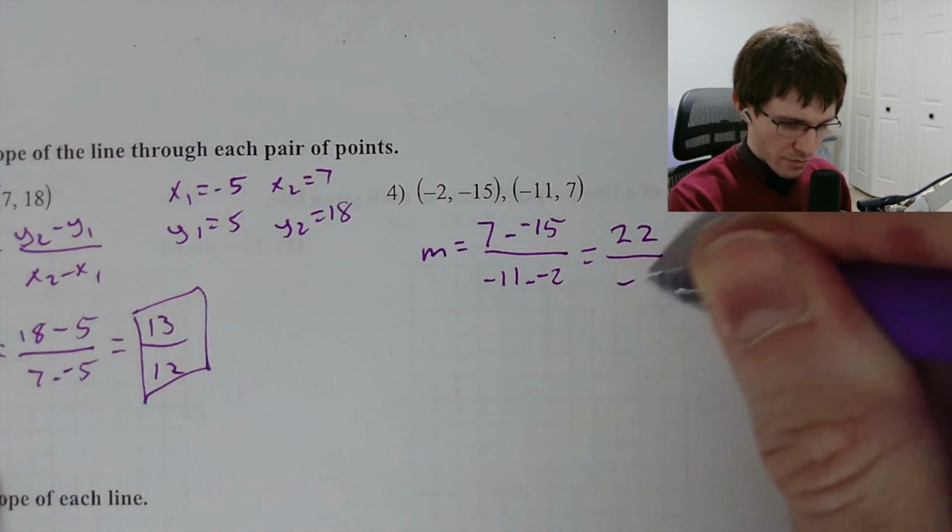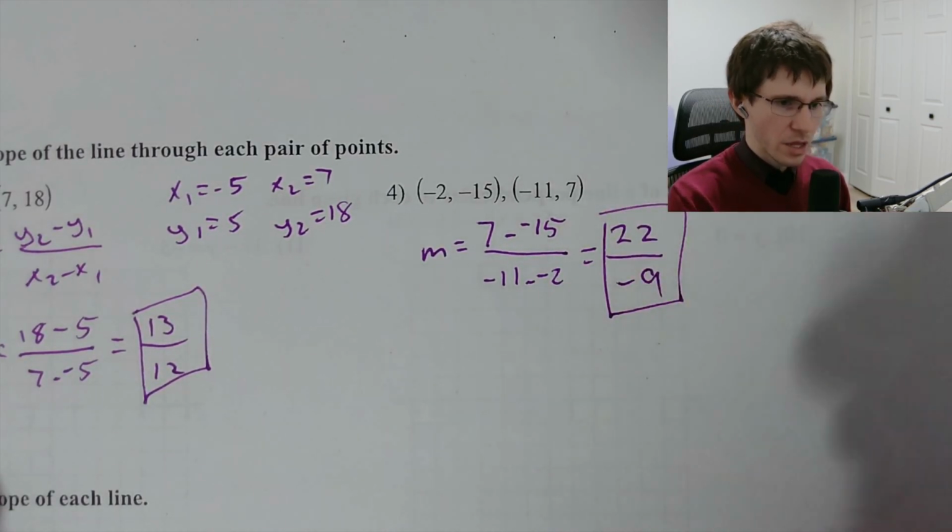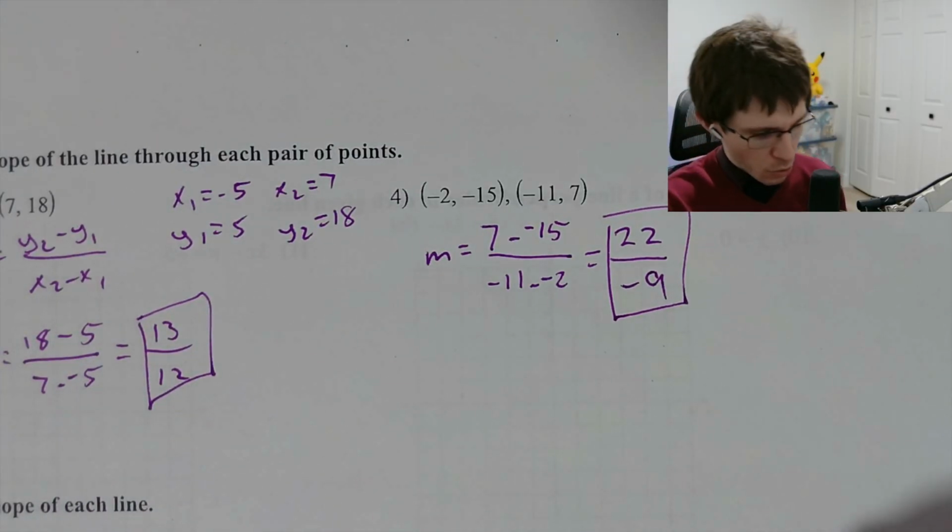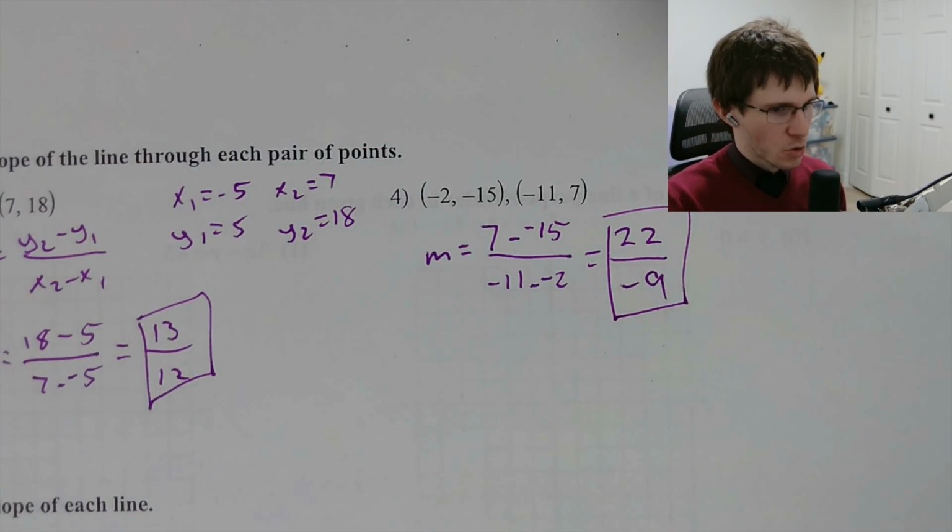That's going to be negative 9. And that's it. Can't do anything else with that. You get 22 over negative 9. Cool beans. Let's move on to the next question.